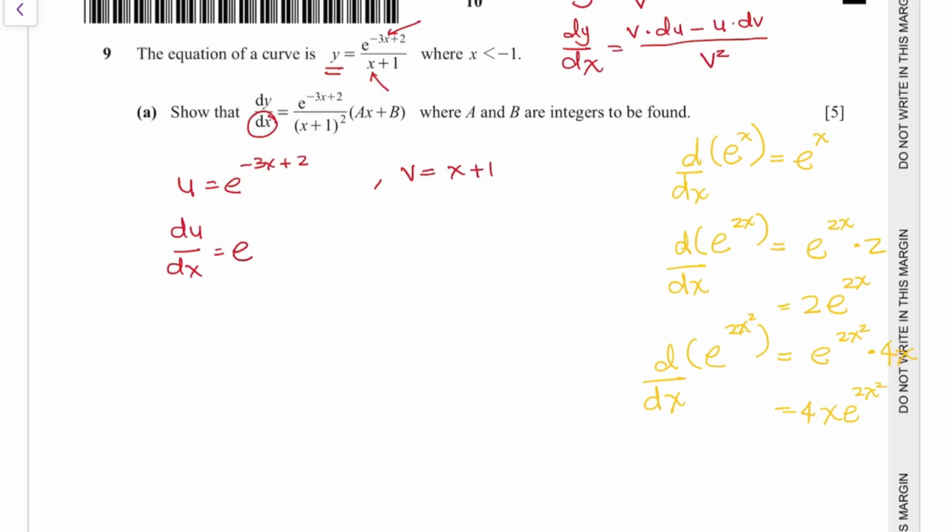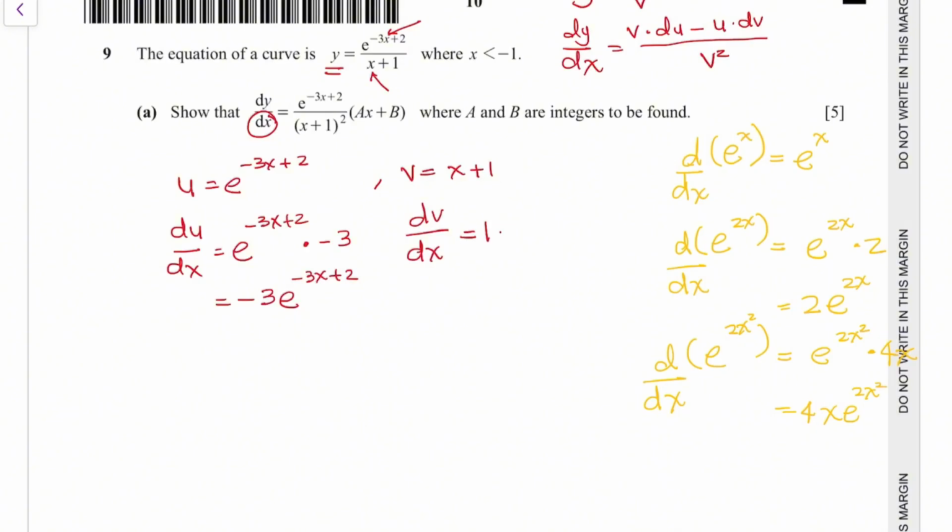So therefore, if you have e to the power of negative 3x plus 2, it is simply going to be e to the power of negative 3x plus 2. Remember, I'm just rewriting my e, and then I'm going to multiply with the derivative of the power, which is times negative 3. I can rewrite this as negative 3 e to the power of negative 3x plus 2. What about v? The derivative of v with respect to x is just 1, right? Differentiate x, you get 1. Differentiate 1, you get 0.